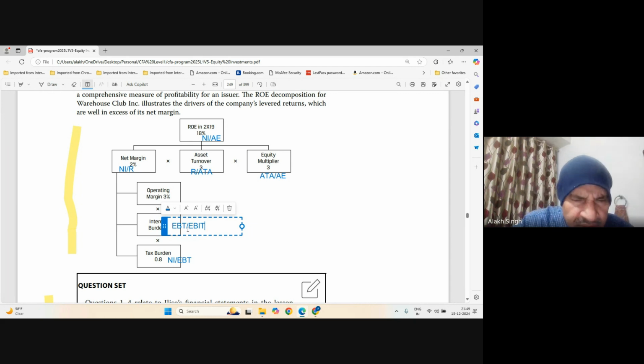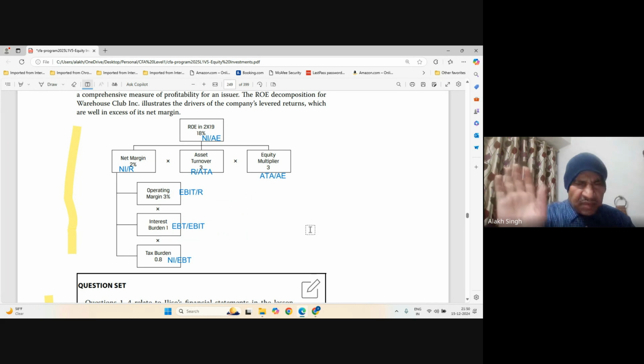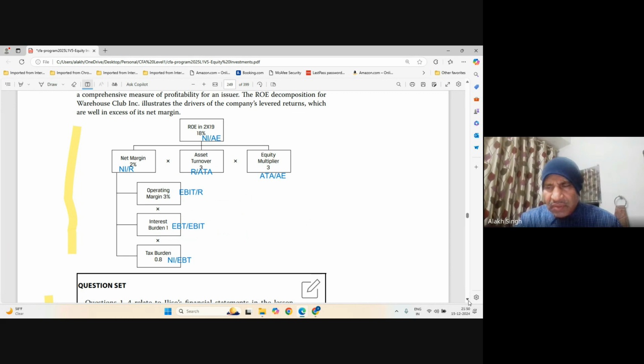Very good. Yes. Now it is clear. And then this one will become EBIT divided by R, and this R will be replaced here, so that will cancel out. So EBIT by R is operating margin. Then EBT by EBIT becomes interest burden, and net income by EBT. So this cancels this, this cancels this, and net income by R is your net margin. Okay, clear? That way you can remember.